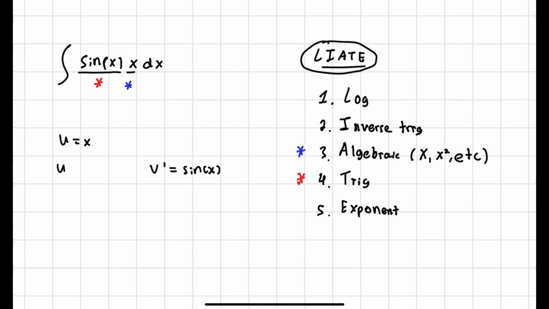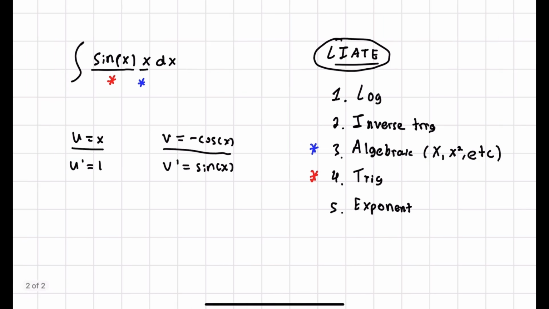The derivative of x is equal to 1, and the antiderivative of sine x is equal to minus cosine x. Now that we have all the parts, we can construct our answer. Remember, the first part is u times v, so it is equal to x times minus cosine x, minus the integral of u prime times v. So it is the integral of 1 times minus cosine x.